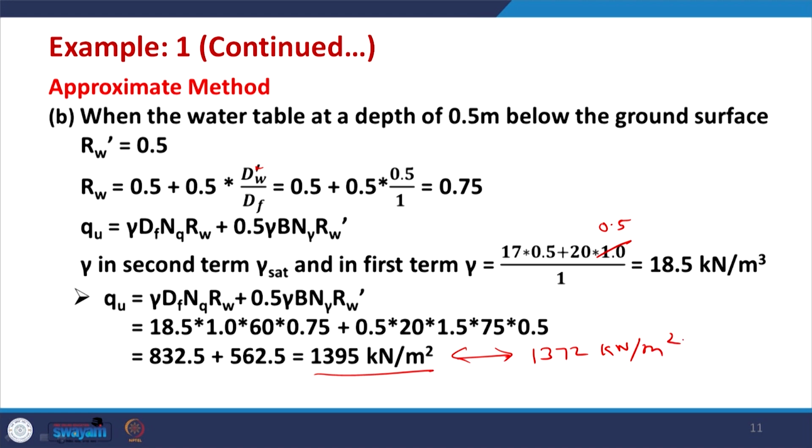this number is again quite high, a little higher than this value. So, it is not on the safer side. So, my recommendation is to use the exact method rather than the approximate method to calculate the effect of the water table, and it will be simpler also.